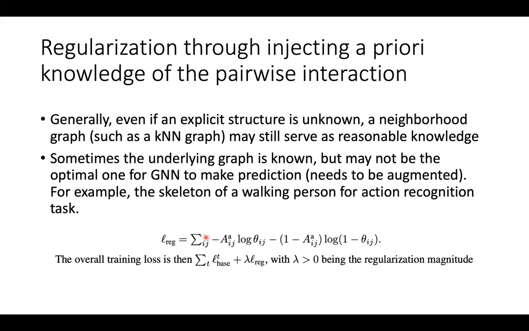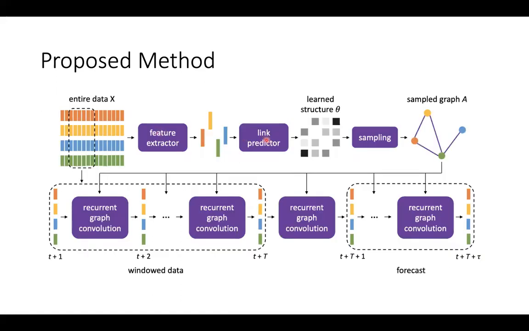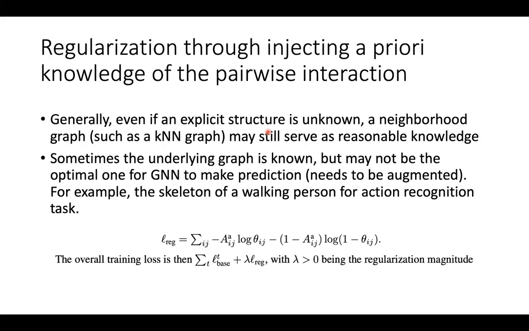So essentially, from this trick, we are able to do backpropagation through this link predictor. In this way, we may have fewer parameters compared to letting this theta be a learnable matrix.